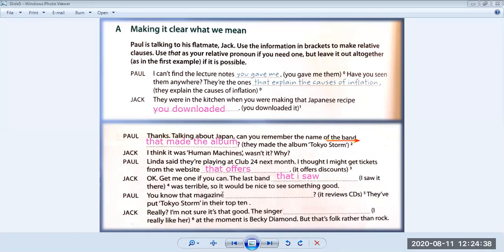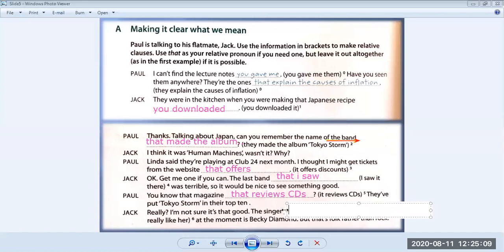You know that magazine, it reviews CDs. So, you know the magazine that reviews CDs. They have put the Tokyo Storm in their top 10. Really, I'm not sure it's that good. The singer I really like at the moment is Becky Diamond.